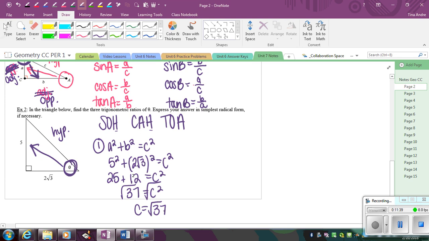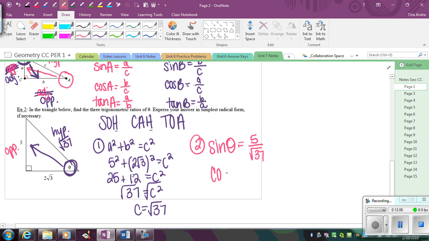If we put that up top here, square root of 37, now we can go ahead and do our step 2, which is to come up with our ratios. So I can write sine of theta now. Remember, you have to specify that angle. The opposite of theta is 5, over the hypotenuse, which is square root of 37.